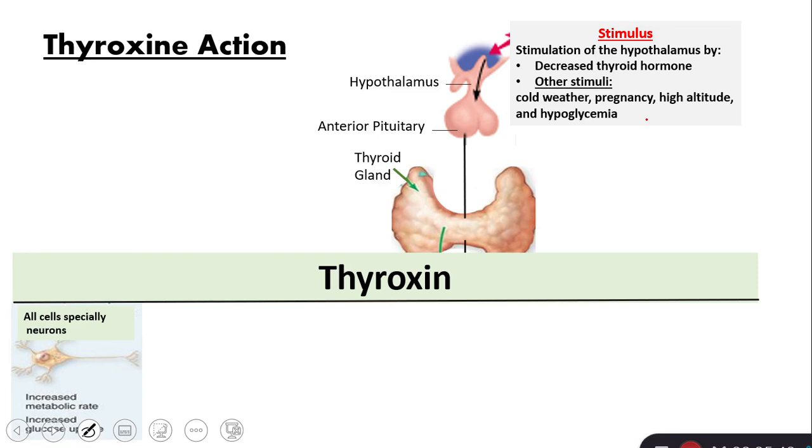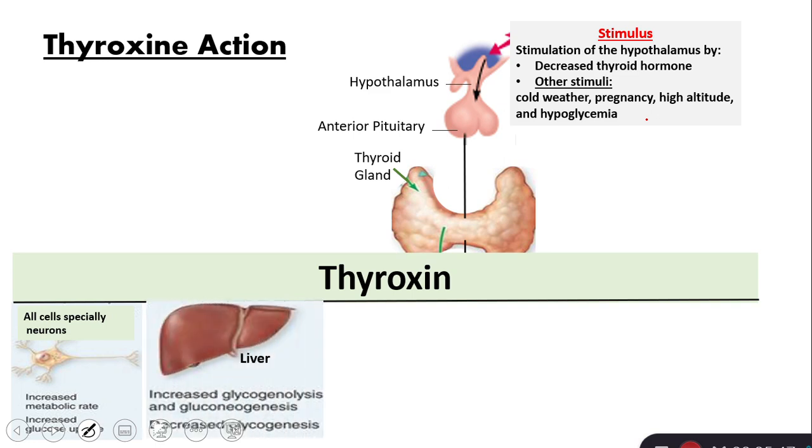The thyroxin increases the metabolism in all cells of the body, especially in the neurons. Also, it stimulates the process of glycogenolysis by the liver. You know that the liver stores glucose in the form of glycogen, but thyroxin stimulates the liver to change this glycogen back to glucose and release this glucose to be used in the circulation. We call this glycogenolysis.